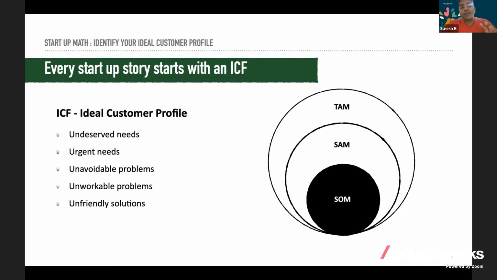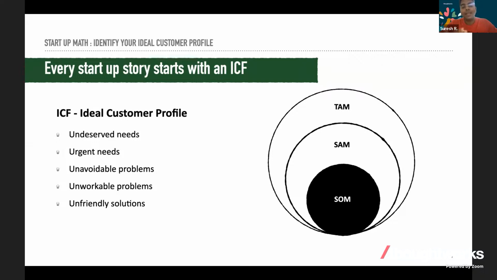So as part of that, there are 5 views that we would recommend. It starts with what are the underserved needs the customer has and that the product or service will address. What are the urgent needs? What are the unavoidable problems? Meaning, there are certain aspects of a customer's activity or jobs to be done by the customer that have certain unavoidable problems that they will have to go through. For example, heavy traffic congestion in cities in the morning is an unavoidable problem if you have to reach your office. But how can my product or service help you navigate through that unavoidable problem by finding a better route?